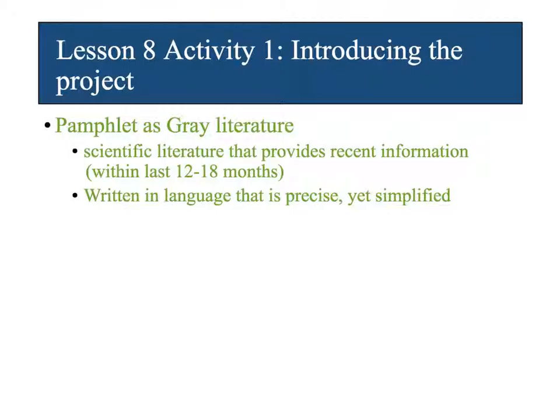It's also important for them to understand the role of a pamphlet as gray literature. In the sciences, gray literature is important because it provides really recent information, 12 to 18 months old, and it's written in a language that's easily accessible. So it's precise yet simplified. It fills a really big role in science in making science understandable for the public. That's really what they're trying to do here: take complex issues and make them understandable. To be able to do that, they really need to understand it themselves.